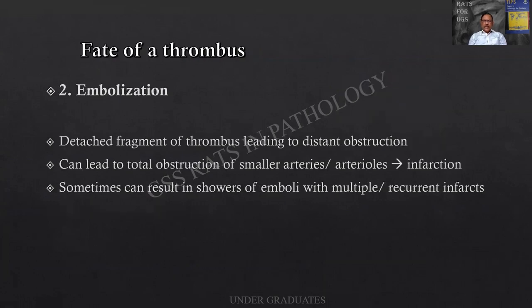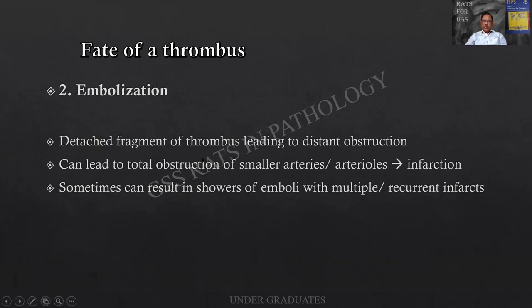The second one is embolization. What is an embolus? I've already taken a class. Please go back to it. An embolus is a detached solid, liquid, or gaseous particle. It need not be thrombus. A detached solid, liquid, or gaseous particle that causes obstruction distant from its site of origin. That is how you people should define. So in this case, it is a detached fragment of thrombus leading to a distant obstruction.